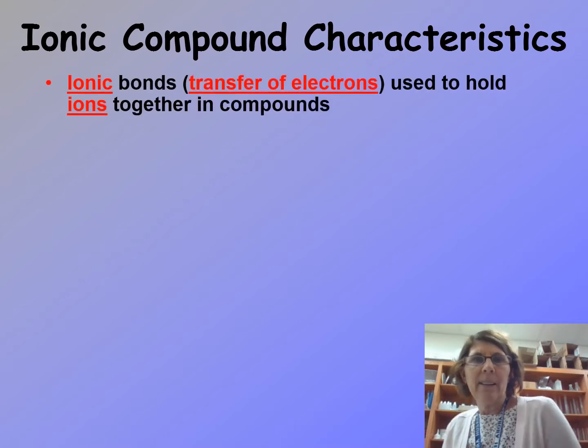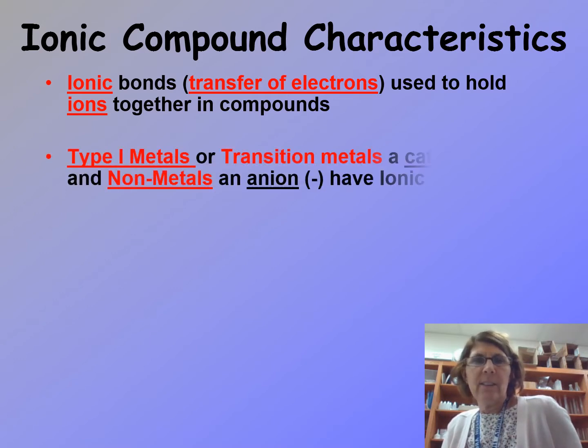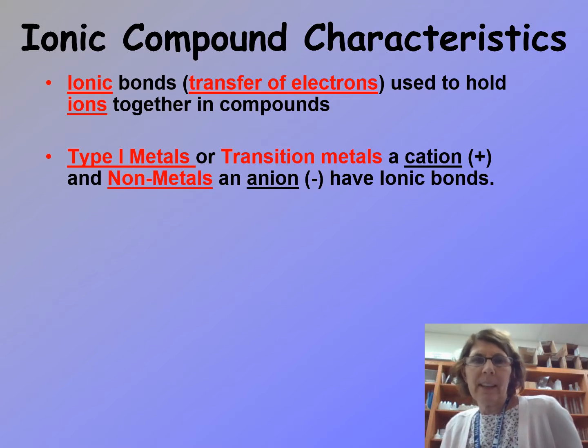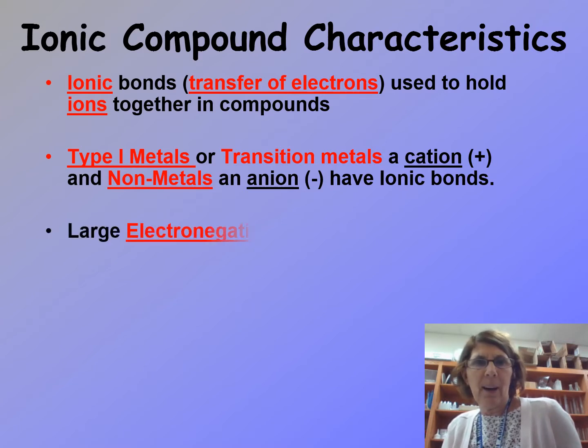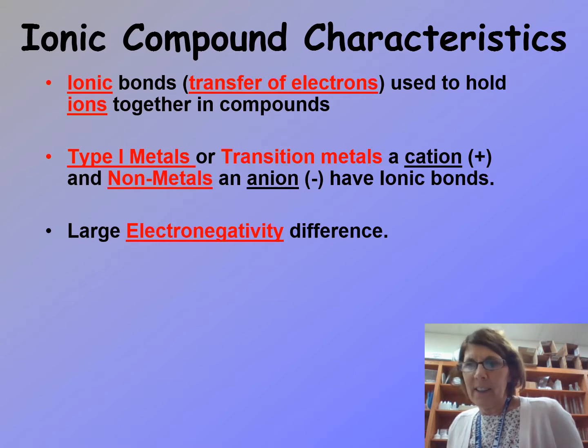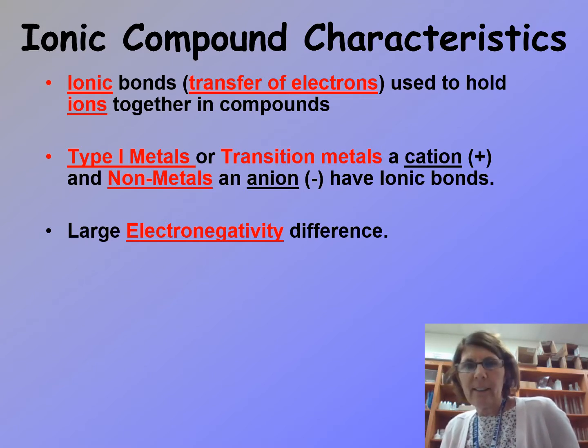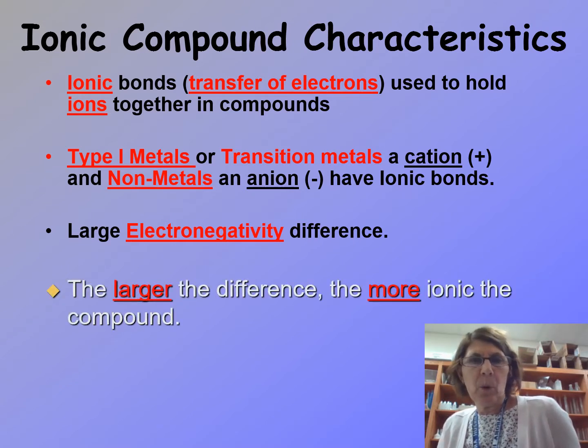So ionic compounds, basically, they transfer electrons. So it's used to hold ions together. So if we're ionic, you can be a type 1 metal or a transition metal, that's our cations, and hooked up with a nonmetal or an anion to have an ionic bond. So there's a large electronegativity difference. So if we were looking at the electronegativity values between lithium and, let's say, fluorine, that's quite a difference. So it is ionic. The larger the difference, the more ionic the compound.